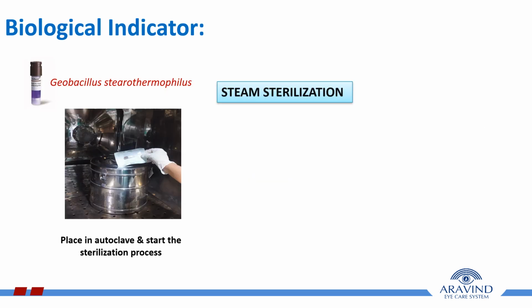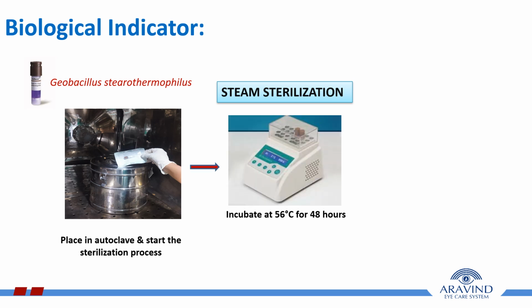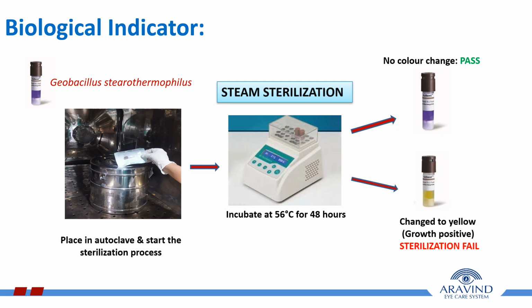The biological indicator is passed through the steam sterilization process. After that, it is incubated at 56 degrees Celsius for 48 hours. Then the color change is observed. If the fluid remains purple, it indicates that there is no growth of bacterial spores. The sterilization process achieved killing of all the bacterial spores. If the color changes to yellow, it indicates the bacterial spores are not killed in the sterilization process. So the process is incomplete or failed.